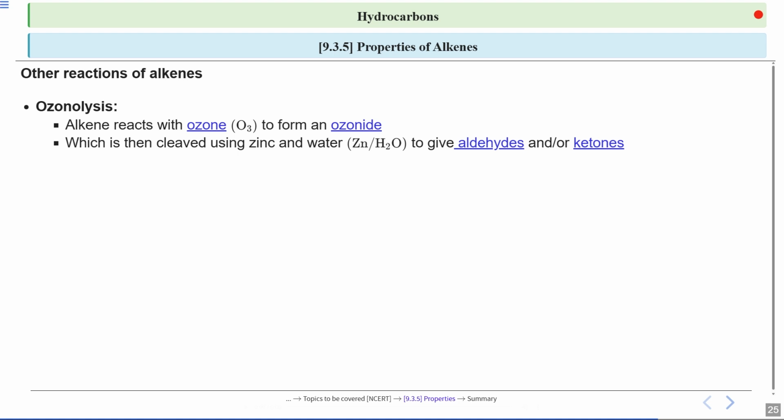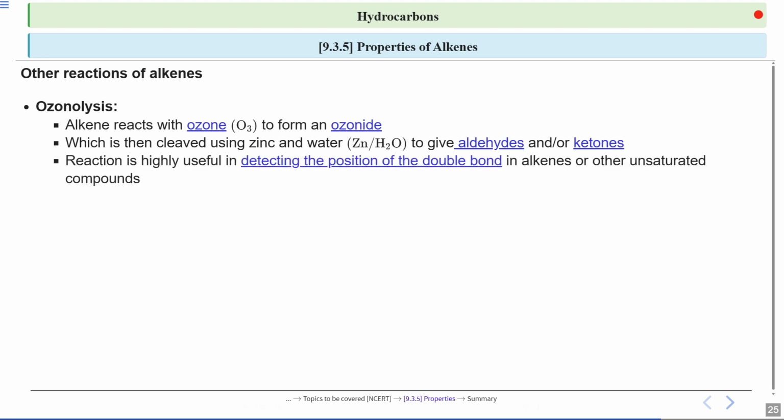Next, we need to break down the ozonoid to get our final product. We do this by treating the ozonoid with zinc and water. This step splits your ozonoid and produces either aldehydes or ketones, depending on the structure of the original alkene. Aldehydes and ketones are both types of carbonyl compounds, which means they contain a carbon-oxygen double bond. So, ozonolysis is especially useful because it helps us detect exactly where the double bond was in the original alkene by analyzing the products formed. We can figure out the position of the double bond in the starting molecule.